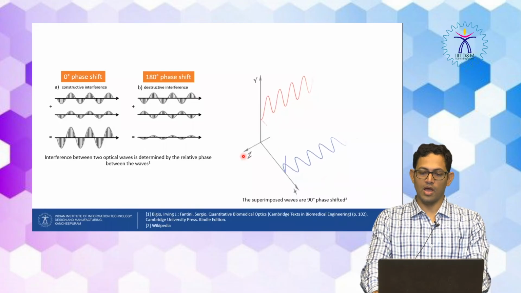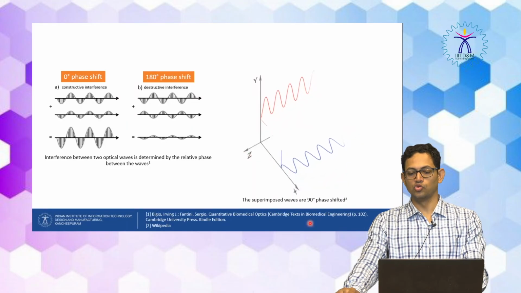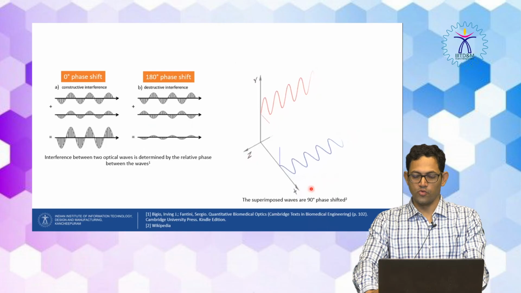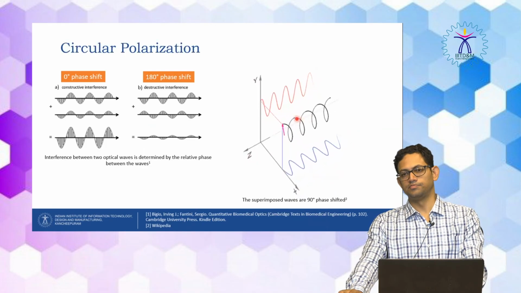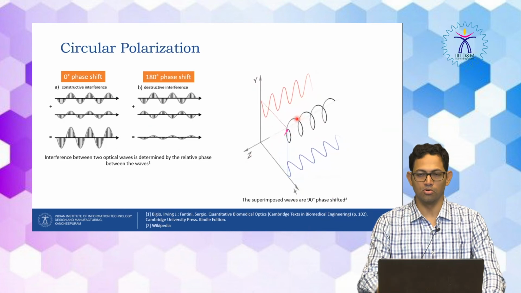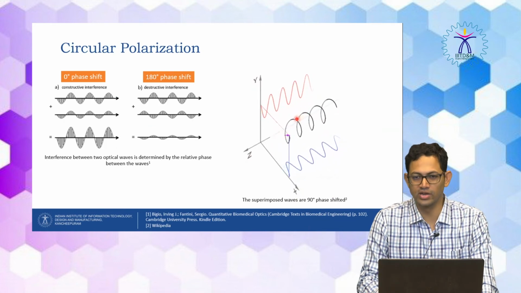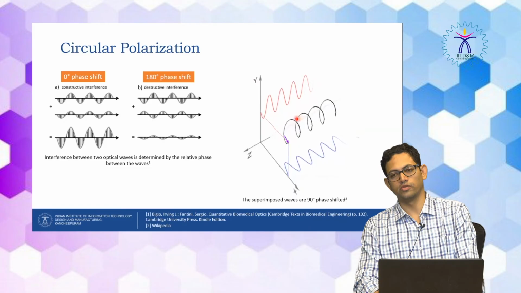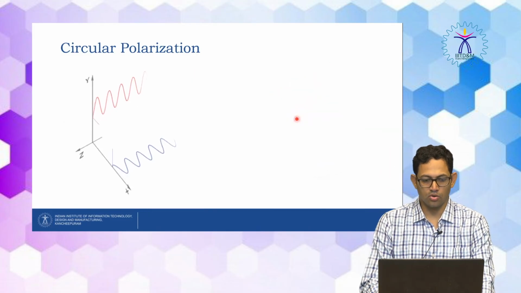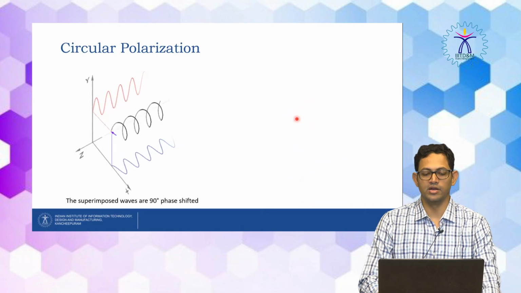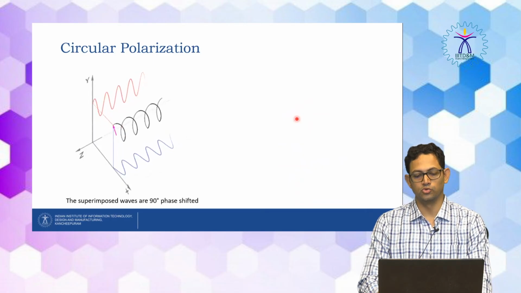So what you will see is that you are superimposing two plane waves phase shifted by 90 degrees, and you will see a circularly polarized light source. This is how you get the circularly polarized light source. This is where you get the fourth component of your Stokes vector. Now when you superimpose the 90 degree phase shifted waves, there is also the direction.